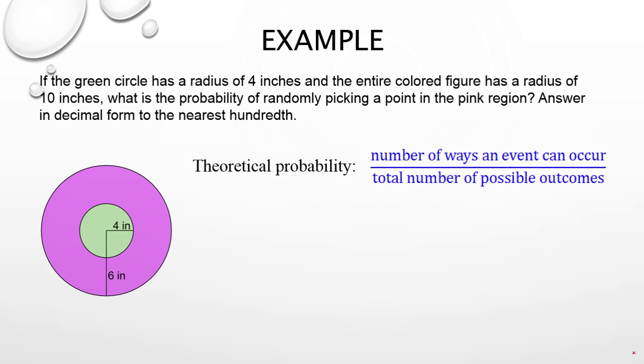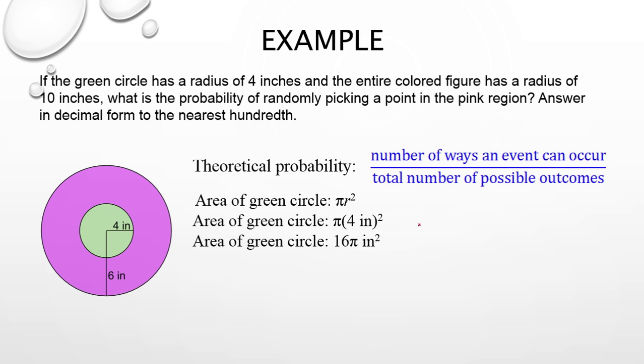So first, let's find the area of the green circle. If you notice, I wrote the formula. Area of a circle is pi r squared. So we get the radius of 4, plug it in, we get 16 pi inches squared, because area has inches squared. We have to square it when it comes to area. Alright, we have that. Now we cannot find the area of the pink region just because it's technically not a circle. It's part of the circle but not the whole thing.